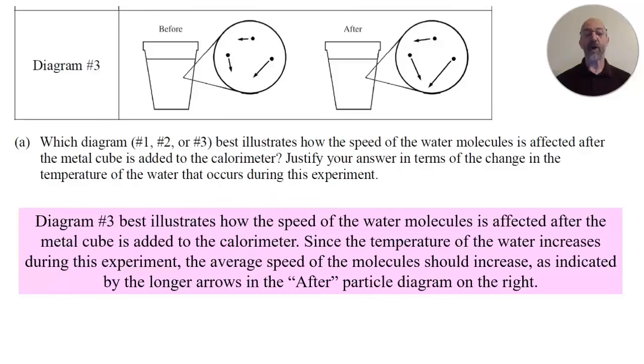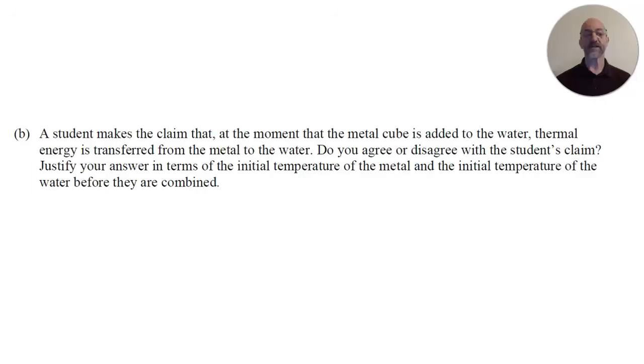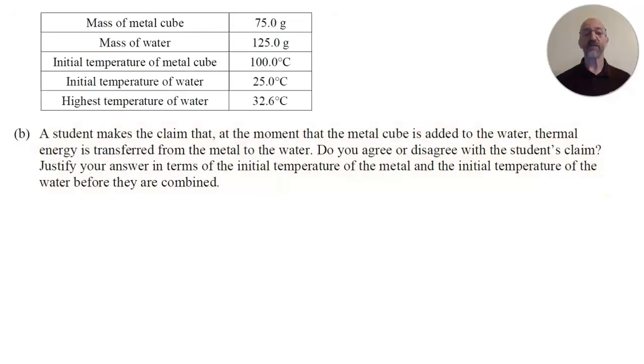Now let's take a look at part B of question 4, which says, a student makes the claim that at the moment that the metal cube is added to the water, thermal energy is transferred from the metal to the water. Do you agree or disagree with the student's claim? Justify your answer in terms of the initial temperature of the metal and the initial temperature of the water before they are combined. So we know that heat normally flows from the warmer object to the cooler object, and that's exactly what's happening in this experiment.